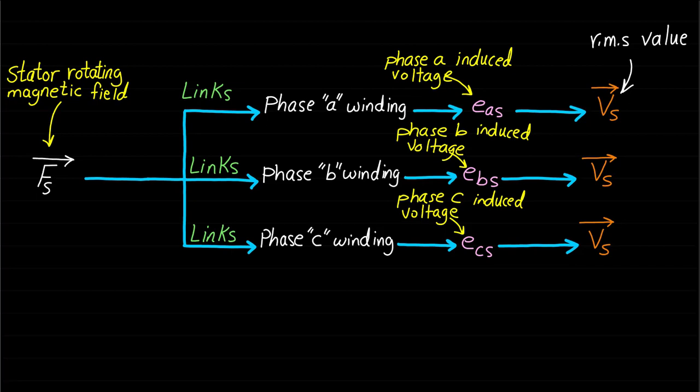Please note that this induced armature voltage Vs does not represent the main induced voltage of the machine. We will learn later that the main voltage component, or the larger voltage component, of a synchronous machine is generated by the rotor rotating magnetic field and not the stator rotating magnetic field. Now let's move to other important principles about the synchronous machine operation.